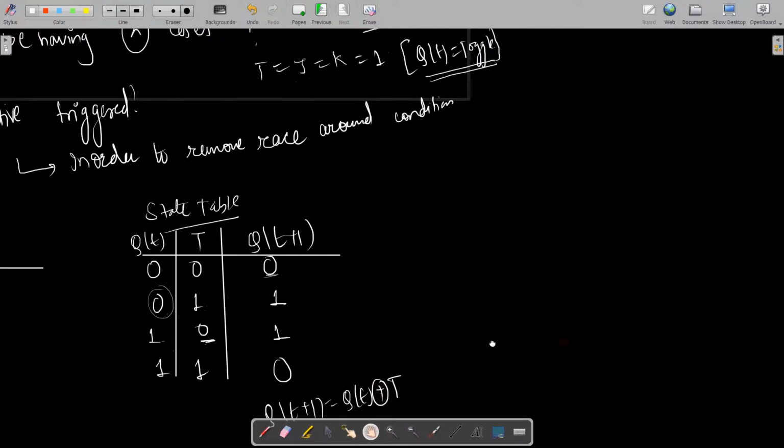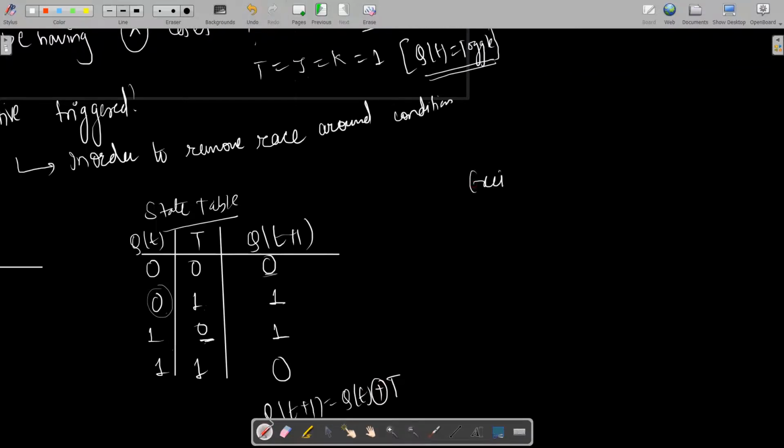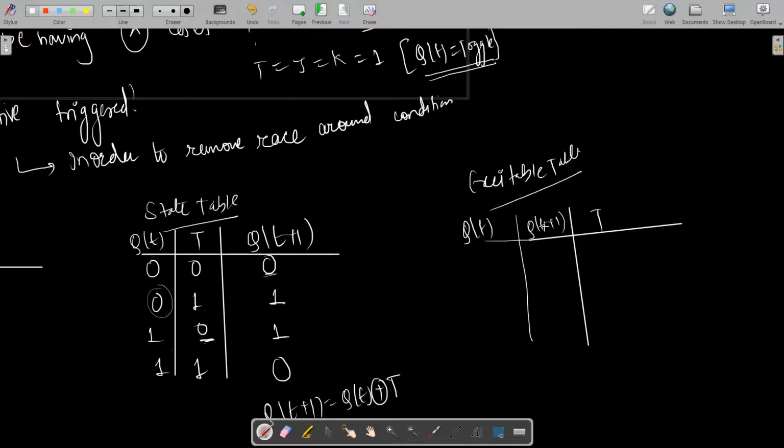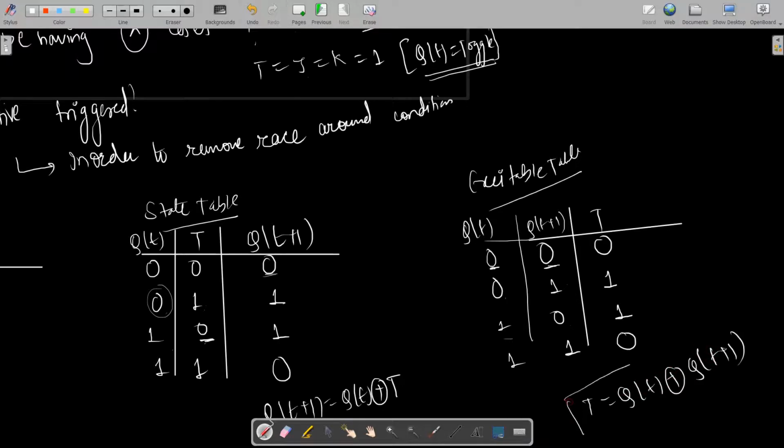Let us move to the third case, that is, let us draw the excitation table. For the excitation table, I will have Q of t and Q of t plus 1 as my inputs, and T will be my output. I will have 4 cases as there are 2 inputs. As you can see, if the present state is 0 and the next state is 0, T will be 0. For 0 and 1, as it is toggling, T is 1. For 1 and 0, as it is toggling, it will be 1, and for 1 and 1, same, T is 0. So you can say T is nothing but Q of t XOR Q of t plus 1. This is the way we design the excitation table and state table.